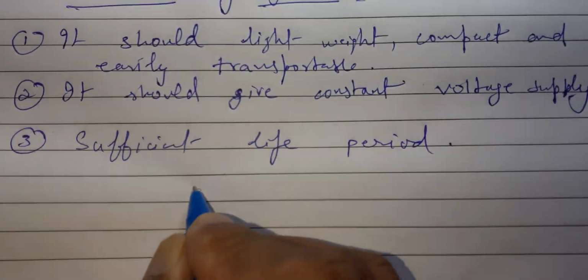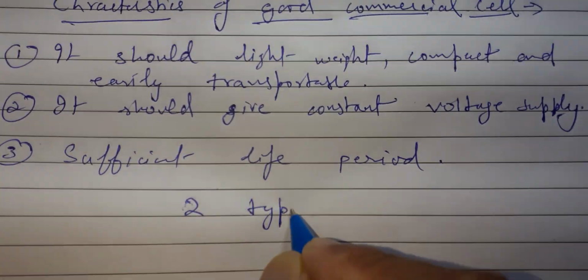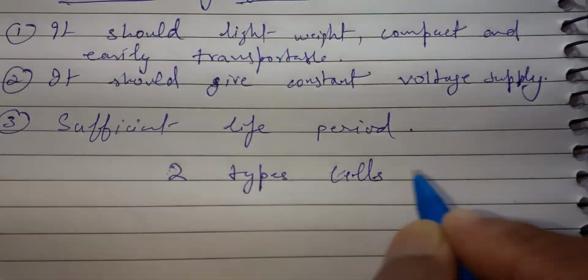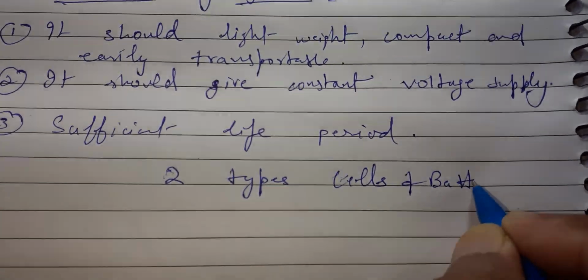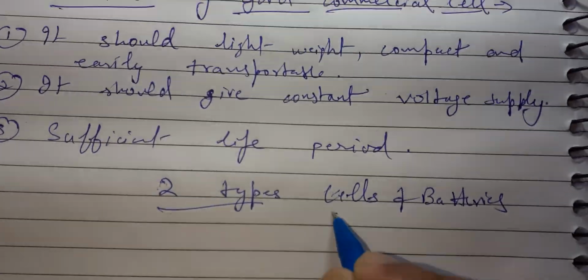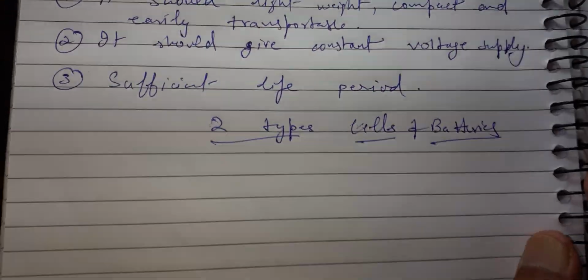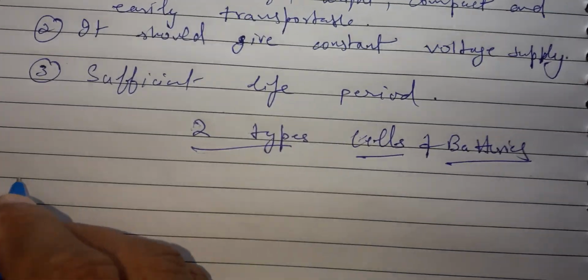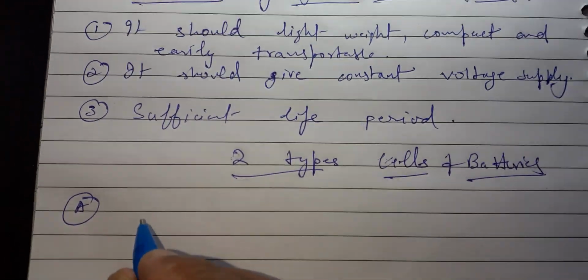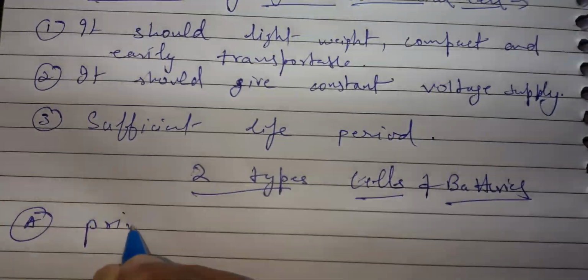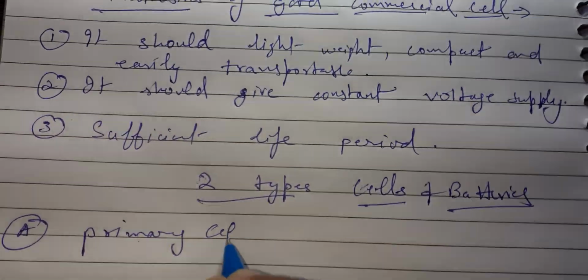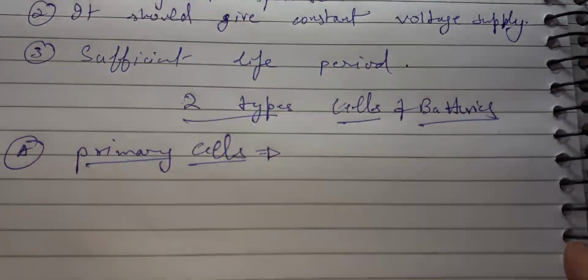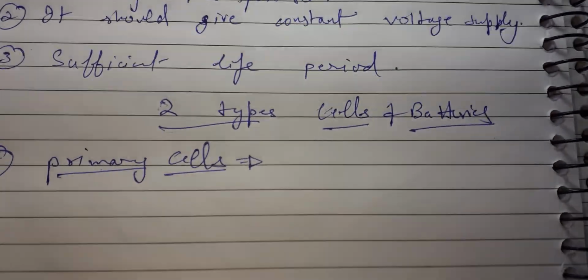There are 2 types of commercial cells and batteries, out of which today our topic of discussion is the first type, type A. These are called primary cells. Now, what are these primary cells? Why are these called primary cells?